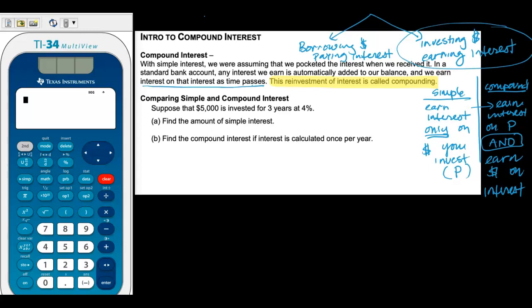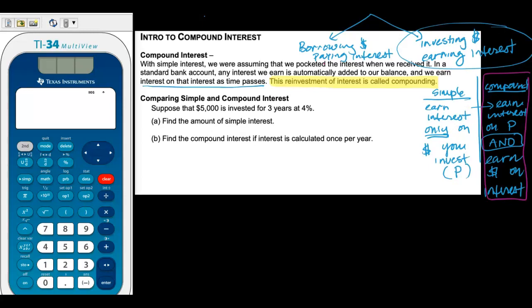And so if you're investing money, compounding interest is much more valuable of an investment. If you're borrowing money or paying interest on a loan, compounding interest would be not as good of an option for you because you're going to end up paying more in the long run.